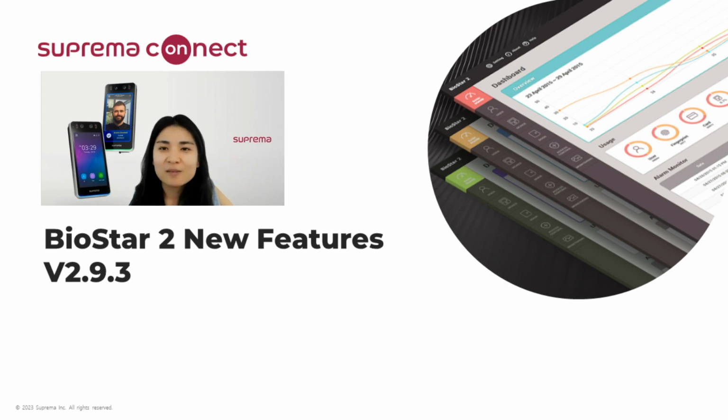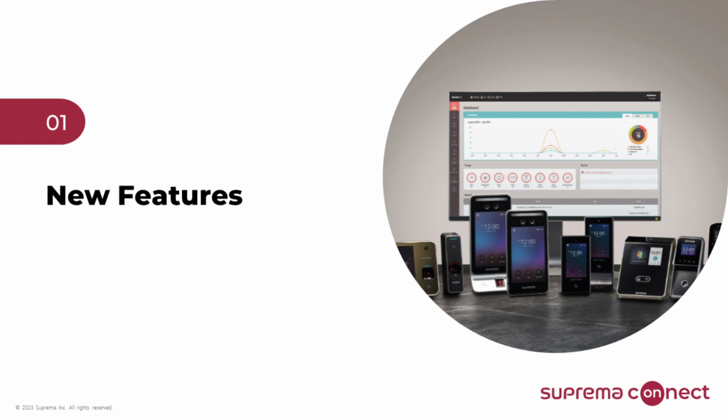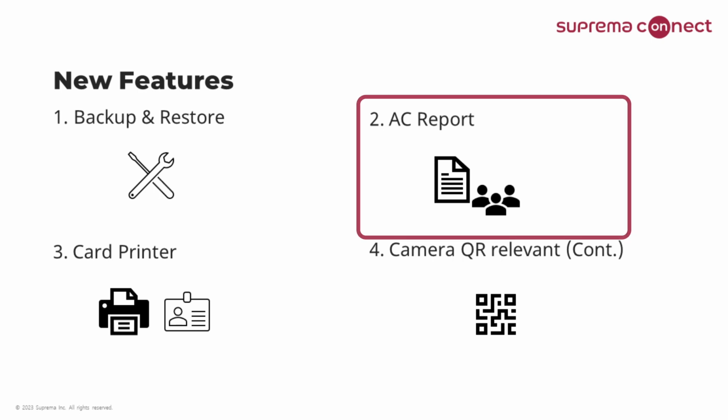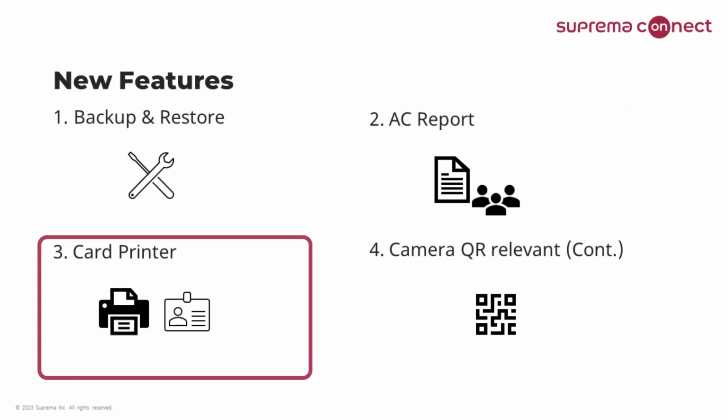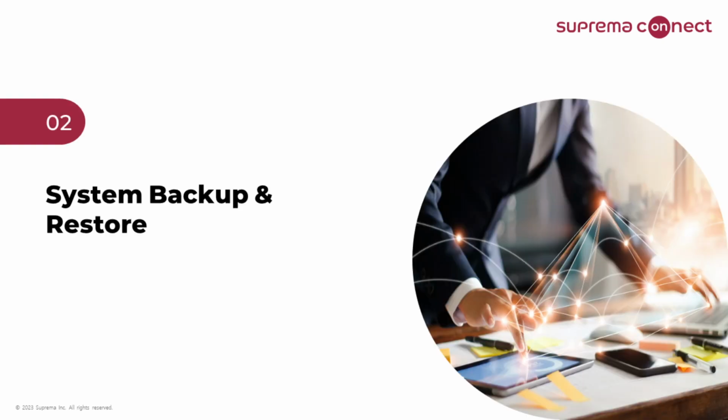Let's get started. Today's contents will be focused on new features, backup and restore, access control report, and also card print. New features of BioStar 2 version 2.9.3 include backup and restore, access control report, card printer, and lastly, camera QR relevant. Now, let's start with system backup and restore.